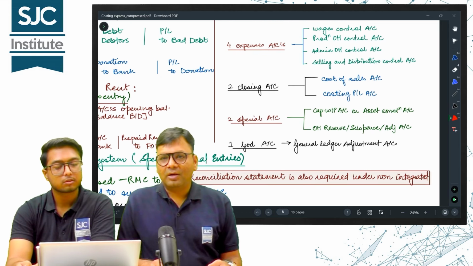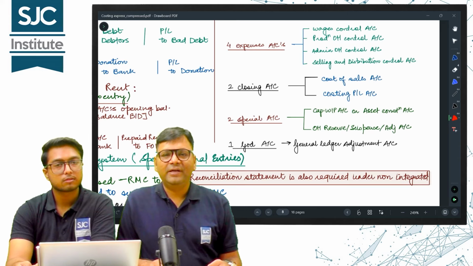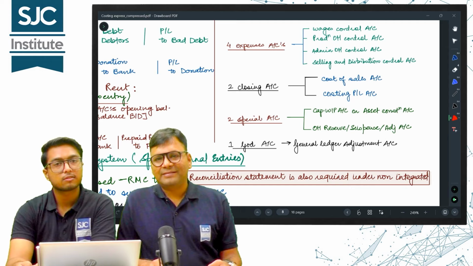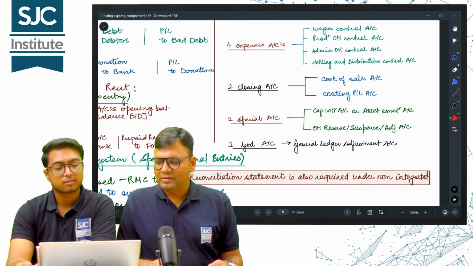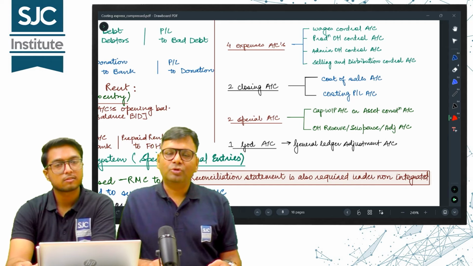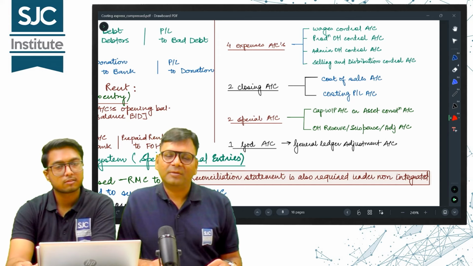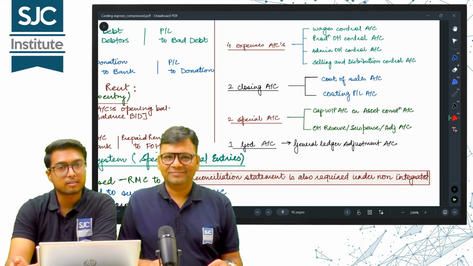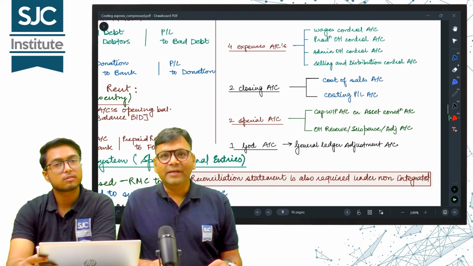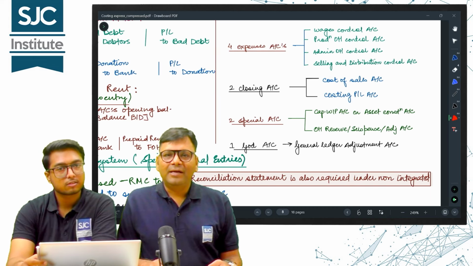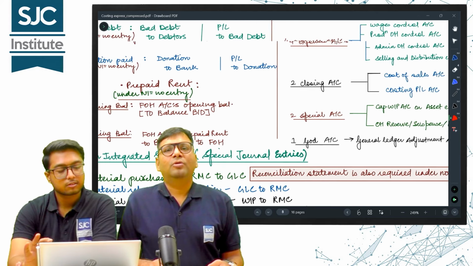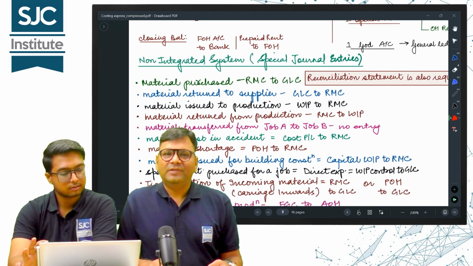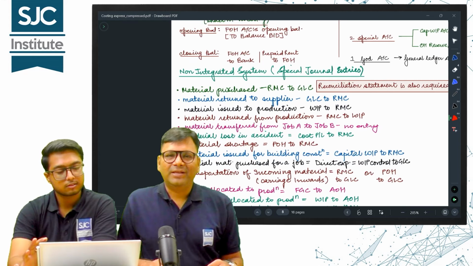Then there are 2 special accounts which are used only if need arises. The first, and most popular, is the capital WIP account or asset construction account. The second is the overhead reserve, suspense or adjustment account, to be used only for over absorption and under absorption carry forward. Then there is one God account, the general ledger adjustment account or GLA account. This is only required under non-integrated. Under the integrated system, instead of this account, we can open any account which is usually opened under the financial accounting system.